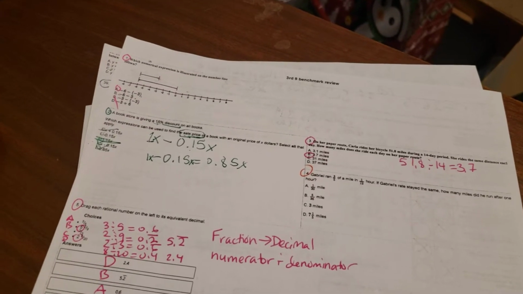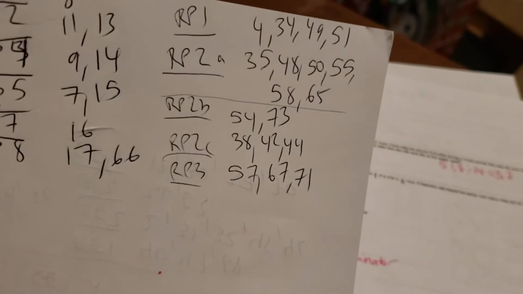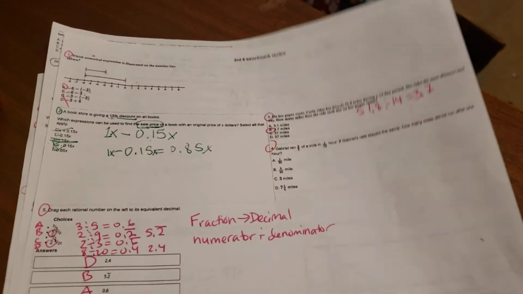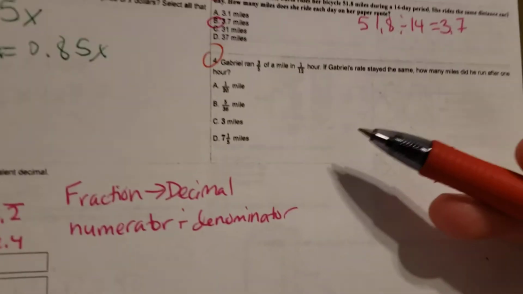Welcome back to Third 9 Weeks Review. We are looking at some RP standards now. RP1 I'm going to start with. Ratio and percentage is 1. So there's number 4.